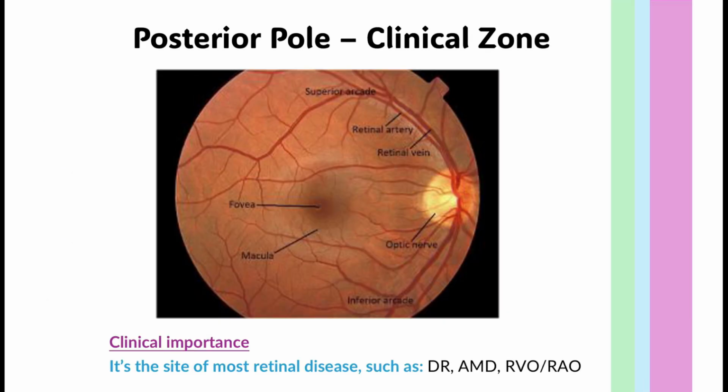You find the disc, that's your anchor, that's your reference point. You move temporal to the disc, you reach the macula. You follow the vessels that emerge from the disc, you see the temporal arcades around the macula. And just like that, you've defined the posterior pole. This is the central retina, and this is the most important zone, clinical-wise. Why? Because most retinal diseases like diabetic retinopathy, AMD, and vascular occlusions affect this area, as you know.